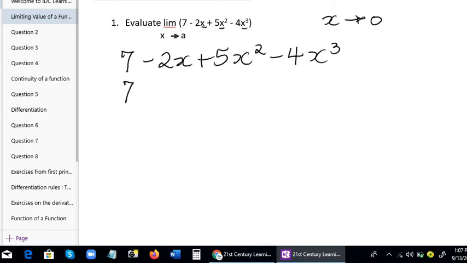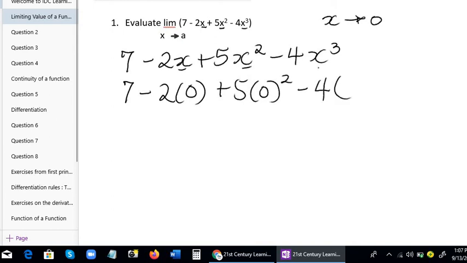So 7 minus 2, I have x here, I'll replace it with 0. Plus 5, I have x here, I'll replace it with 0, then squared. Minus 4, I have x here, I'll replace it with 0. Minus 2 times 0 is 0, plus 5 times 0 squared is 0, 0 cubed is 0, minus 4 times 0 is 0. So I'm left with 7. My answer is 7. Easy, isn't it?